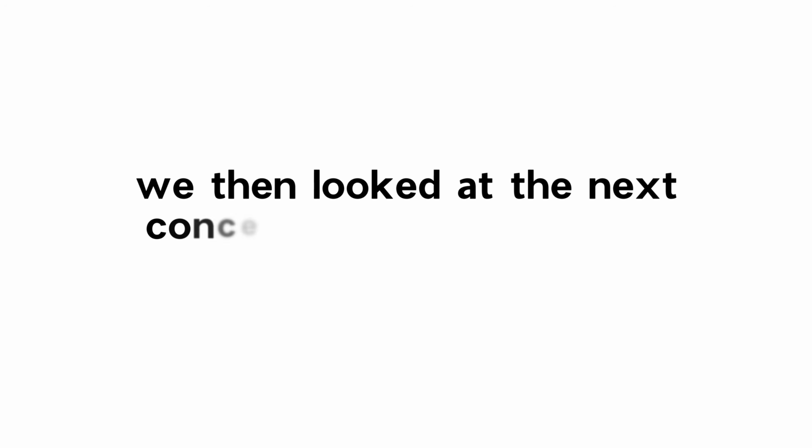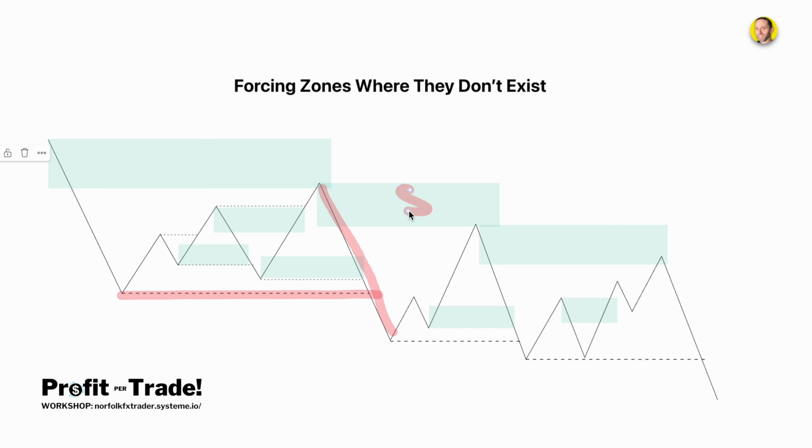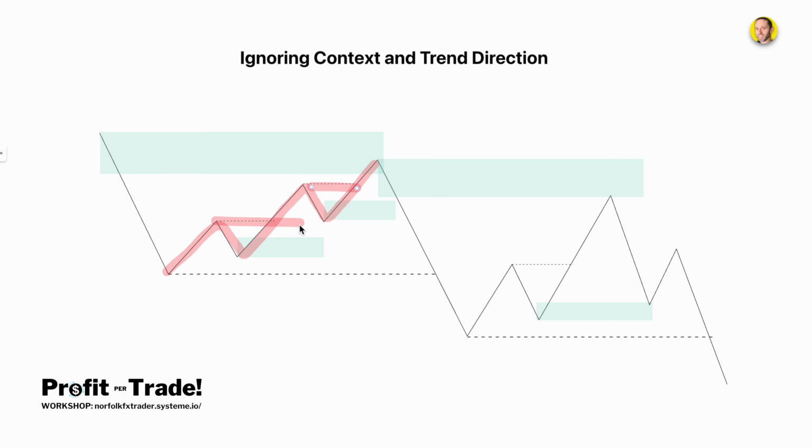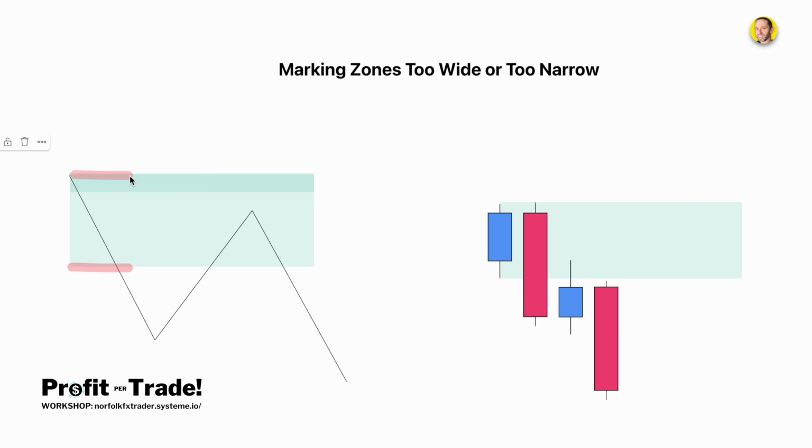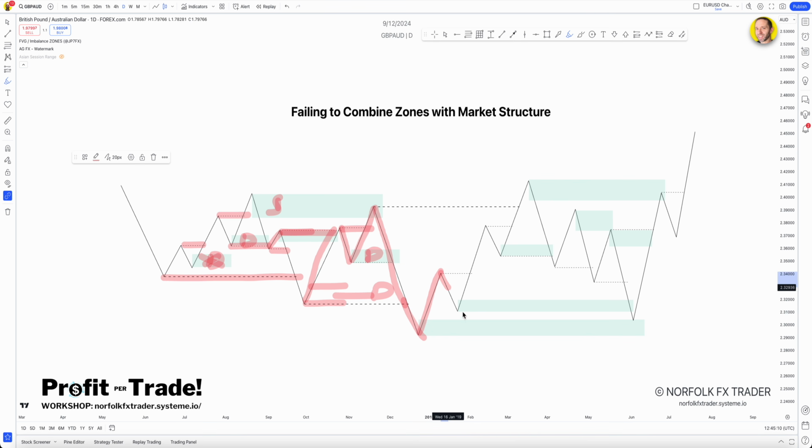We then looked at the next concept, which was supply and demand, and the main common mistakes you were making there. The first thing was actually forcing your supply and demand zones where they aren't actually needed on the chart and ignoring the context and that trend direction. Now, when you put all this together, it was going to stop you as well from creating your supply and demand zones far too wide and narrow, with you either missing the trade or having too big a stop loss to even take that trade in the first place. And finally, we looked at why you were failing to combine your zones with market structure. Once you understand your market structure, your supply and demand zones will fall into place.